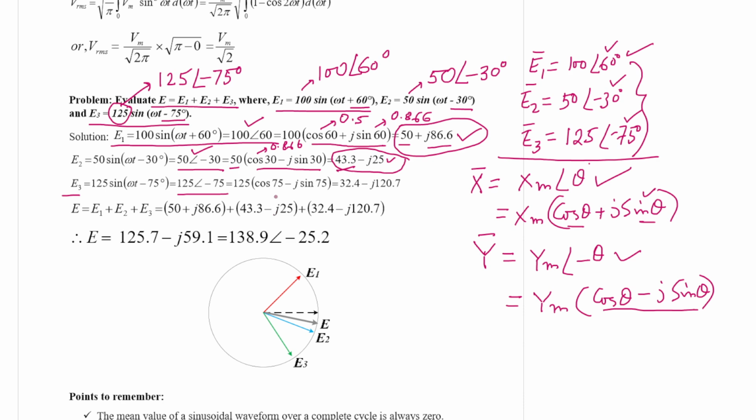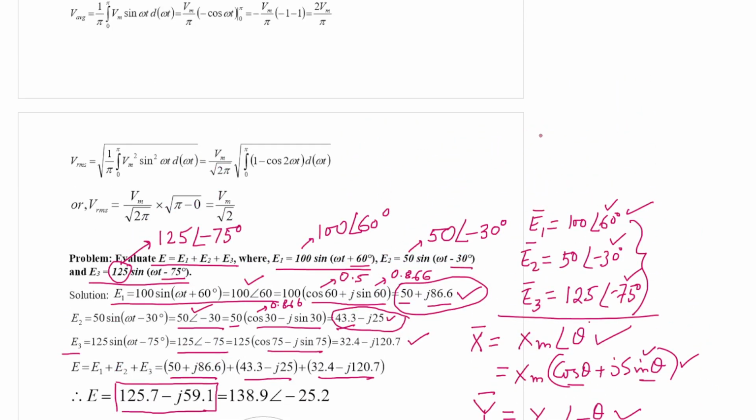Similarly, E3 is cos 75 minus j sin 75, because this is a negative angle. If you expand it, it will give you this result. Now you can add these. Once you have this Cartesian form, you can add them: 50 plus j 86.6, then 43.3 minus j 25, and 32.4 minus j 120.7. In this form, you can add them. If you add them, it will give you a result of 125.7 minus j 59.1.